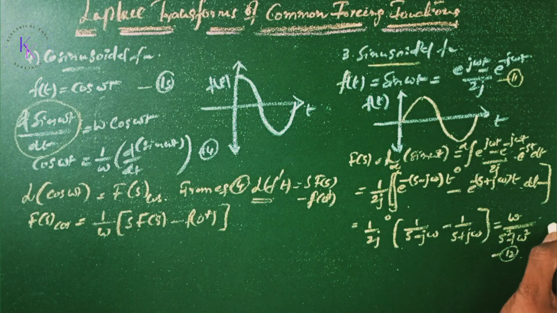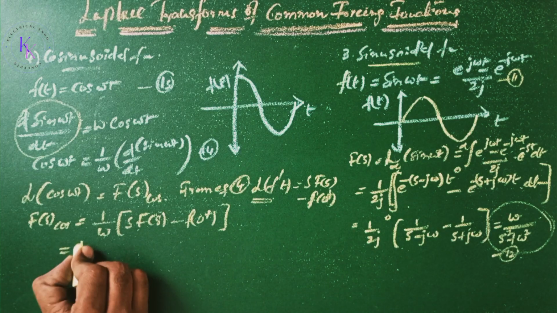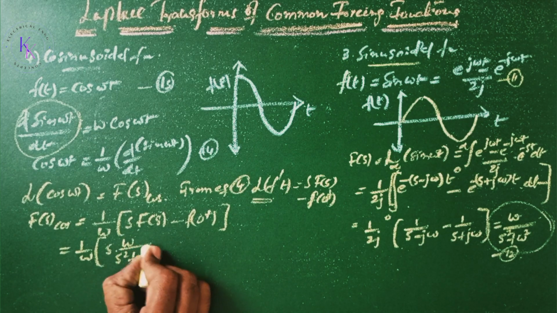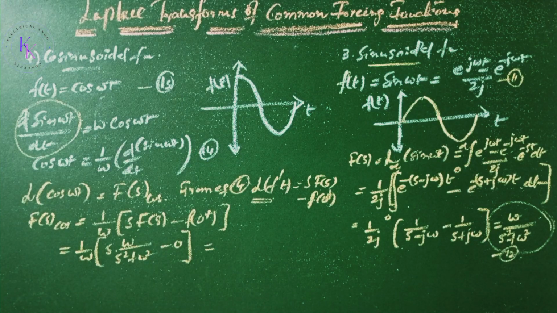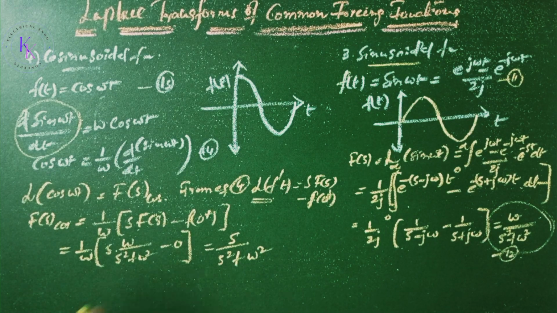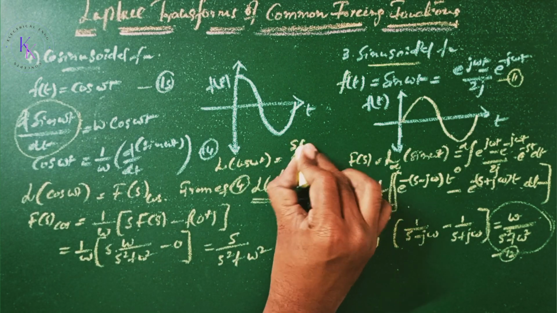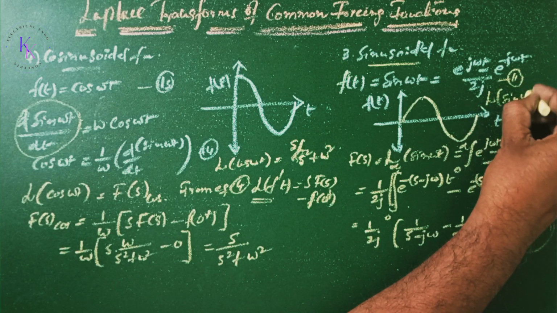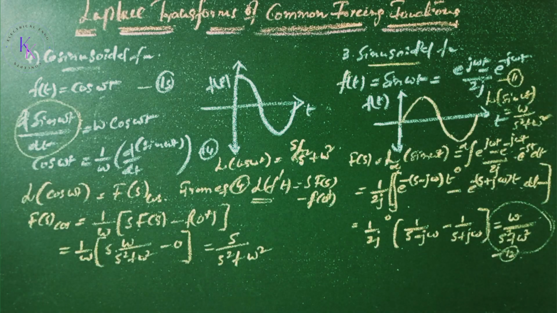However, F of s is nothing but this value. So substitute that value in this, and you are going to get 1 by omega of (s times omega divided by s square plus omega square, minus the initial term, which is 0). When you solve this, you get s by s square plus omega square. So the Laplace transform of cos omega t equals s by s square plus omega square, whereas the Laplace transform of sine omega t equals omega divided by s square plus omega square. Equation number 15.